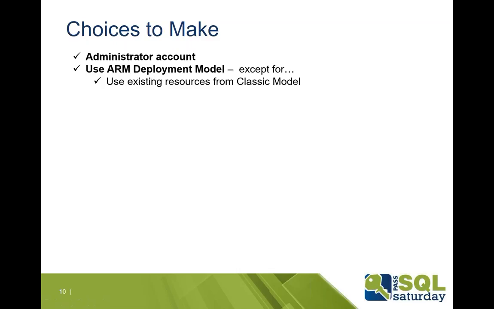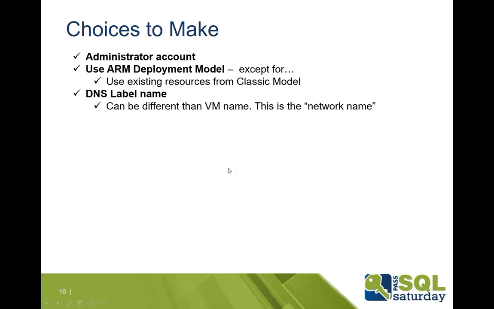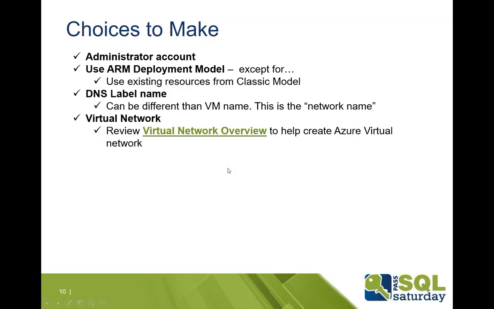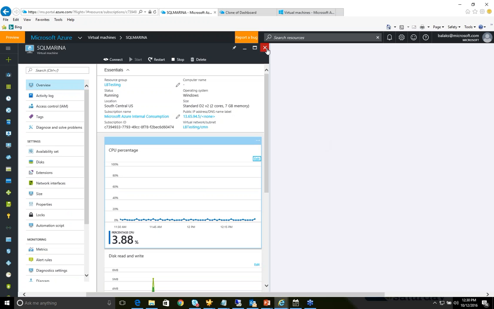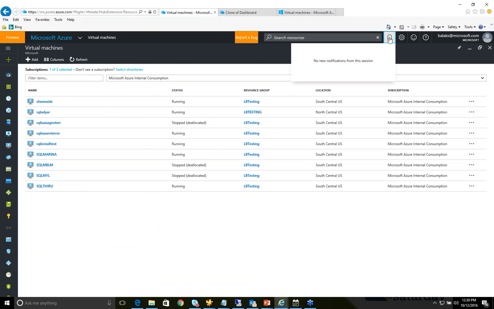In the classic model, we didn't have to use a virtual network. In the ARM deployment, you have to create a virtual network requirement in the SQL Server VM world. Then you will choose a DNS label, what is the network name of it, and you will see what is a virtual network.